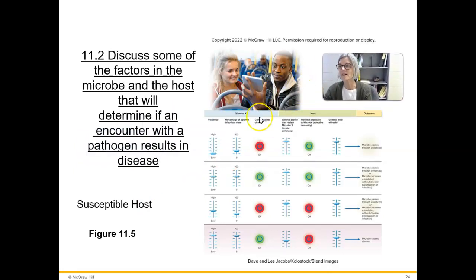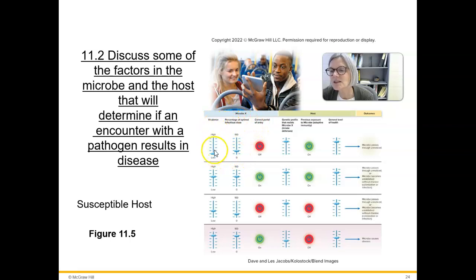The last thing I want to talk about in this video is something that, again, is in your book. I just wanted to discuss some of the factors in the microbe and the host that will determine if an encounter with the pathogen will result in a disease. And so this is figure 11.5 from your textbook. It has some kind of interesting things if you take some time and look at it. It's talking about how the characteristics of the microbe and the characteristics of the host combine to determine if the host is going to get sick. And so here it talks about virulence. We talked a little bit about that. And here's the infectious dose.